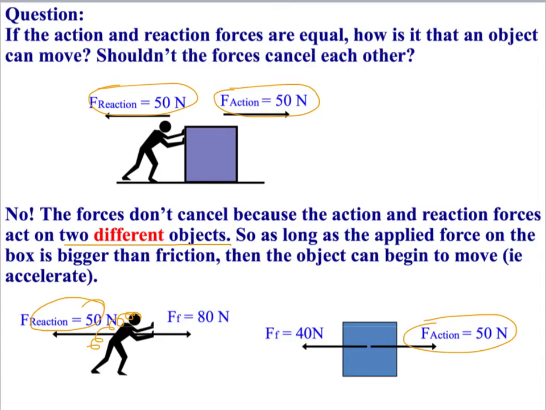We've talked about how friction always opposes motion. The motion that friction here is opposing is his shoes sliding backwards on the floor. It's keeping it rooted in place. So he's using his legs, but it's actually friction that pushes him forwards. That's a bit of a confusing one. You can ask me that one in class. So as long as the applied force on the box is bigger than friction, then this object can move forwards. And in fact, it's going to accelerate. These are unbalanced forces, so it's going to accelerate forwards.